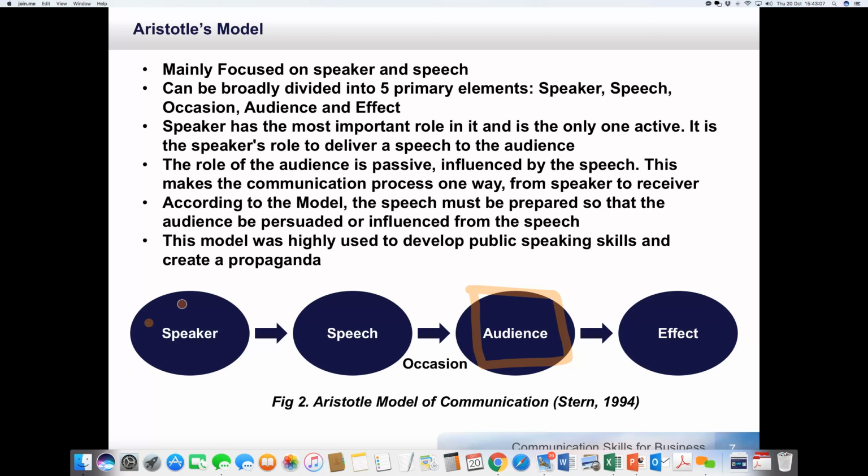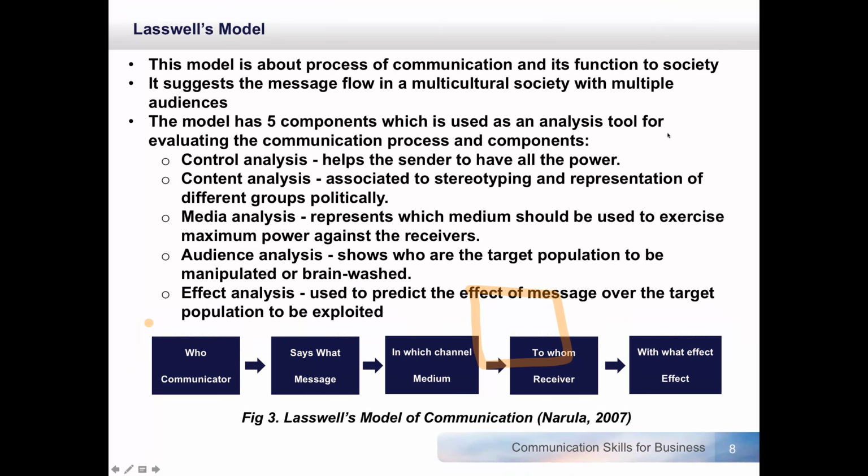Now, what I'm going to do is quickly flip to the second model. The second model is called the Lasswell model, and in this model, the process of communication is primarily to make sure that the message is understood by a broad variety of people.